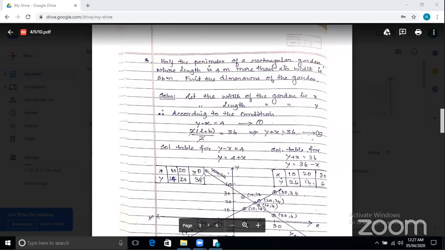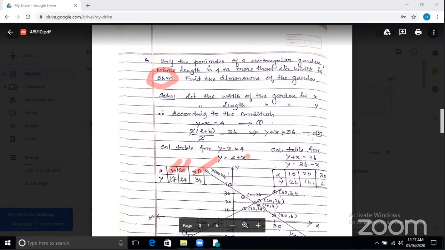Now we'll take any value. I have taken 10, 20, 30. Why have I taken 10, 20, 30 and not 2? Because half of it is itself 36, therefore it will be a greater value, so you have to take the greater numbers. Okay, 10, 20, 30. If you put 10, what will happen?